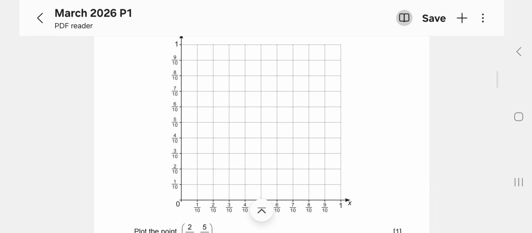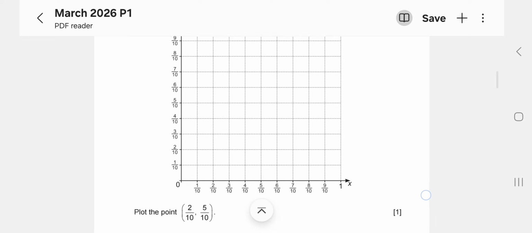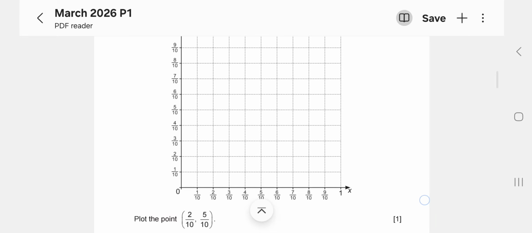Here is the coordinates. We need to plot 2 over 10 and 5 over 10. First, start from the x-axis, as this one is the x and this one is the y. 2 over 10, and then go up till 5 over 10. Here we go. This is the correct place. Plot the point. It didn't say to name the point, so just plot it. You can make it a circle, you can make an x. It's up to you, no problem.